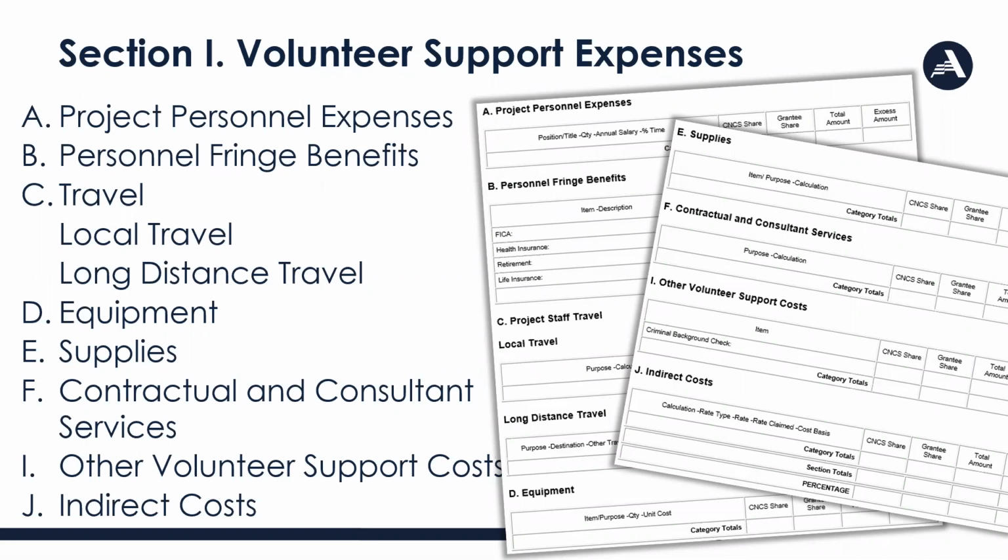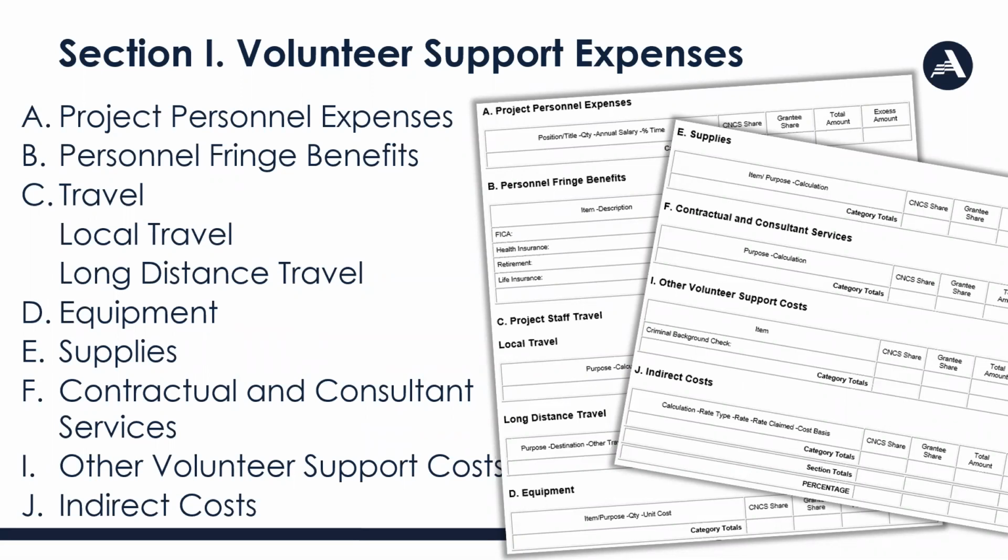And eGrants will help you populate the information in here. There's specific fields that you will enter to include the individual title name and then the percentage of time and the annual salary. In Section 1B, that is the personnel fringe benefits, you will identify the type of fringe benefit and the cost for each staff. The budget includes pre-existing FICA, health and life insurance, and retirement line items that you can then edit as appropriate.